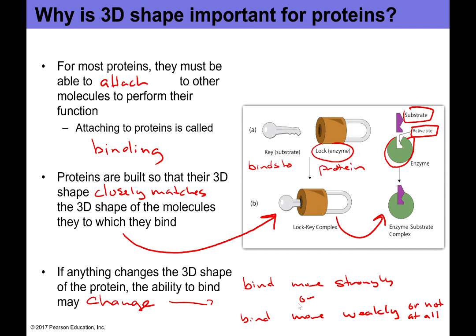If the change that occurs in the protein makes the shape more like what it's trying to bind, if it makes it closer, a better match, then it may bind more strongly to that thing. But if the change makes the 3D shape alter in a way that makes it more different than the things it's trying to bind, then it will attach to that thing more weakly.